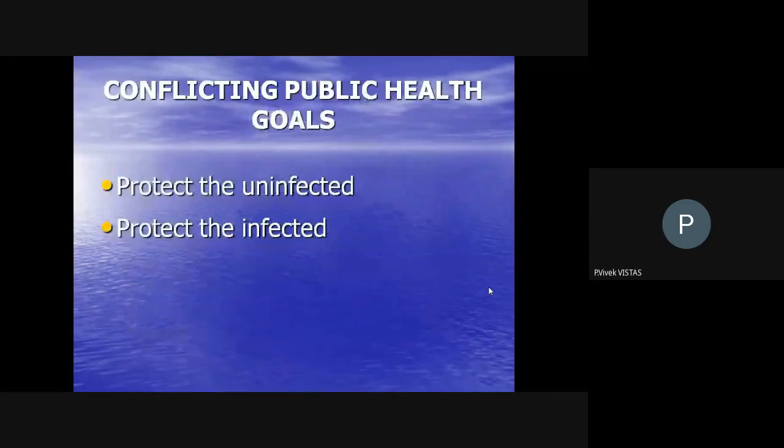Next is conflicting public health goals. What is our main goal? We need to protect the uninfected persons. First, protect the uninfected persons. Then we need to protect the infected persons. These are the two main goals of the public health organization. Okay. In COVID also you can easily relate these things, because in the current scenario we are facing the same issue.